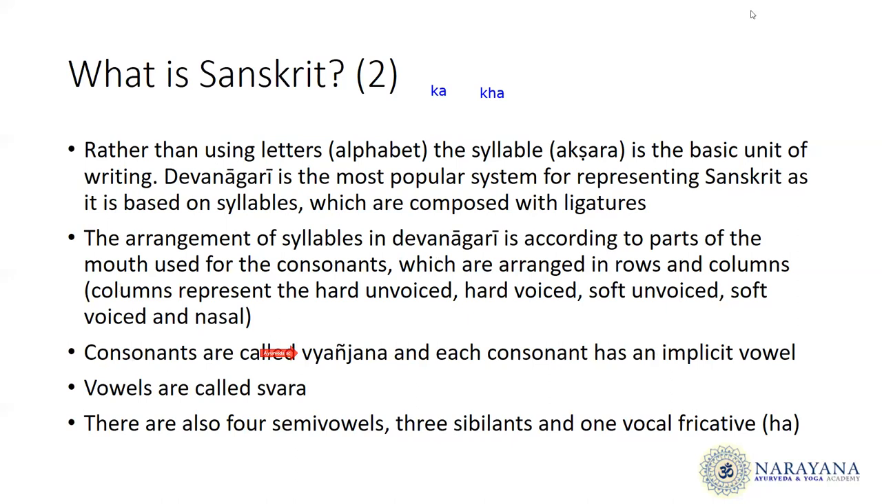So vowels are called swara. Swara also means a sound, like a musical note. In music, we have sa re ga ma pa da ni sa. Those are also called swara. The vowels in Sanskrit are called swara. There are also four semi-vowels. There are three sibilants. We'll talk about those sibilant siblings in one of the next slides. And there's also one vocal fricative, ha, which is just as you might expect, no big surprise there. It's just as you might expect it to be.